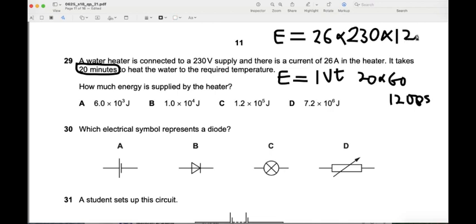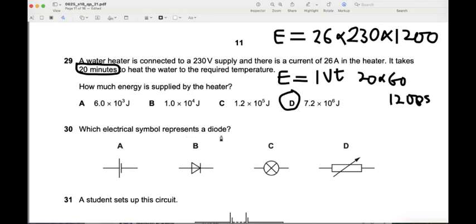So when we multiply all of this, what do we get? We get approximately 7,200,000 joules, which is D. So we get our answer to be D if you multiply. You pause the video and multiply these values: 26 times 230 multiplied by 1,200. You get approximately 7 times 10 to the power of 6. So that's our answer. Now we go to the next one.